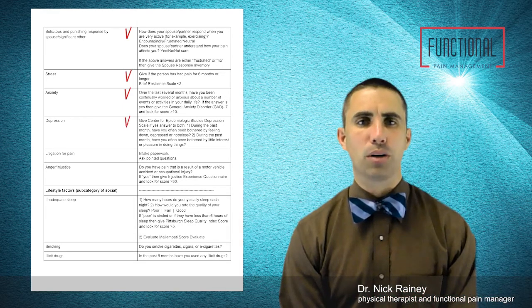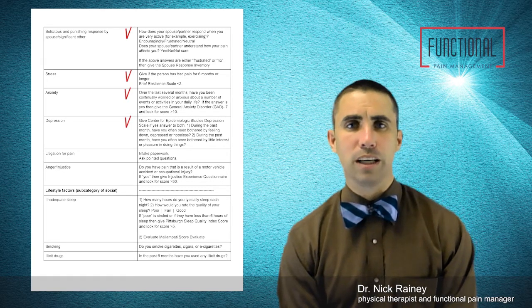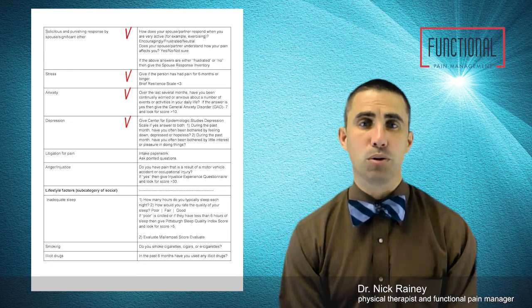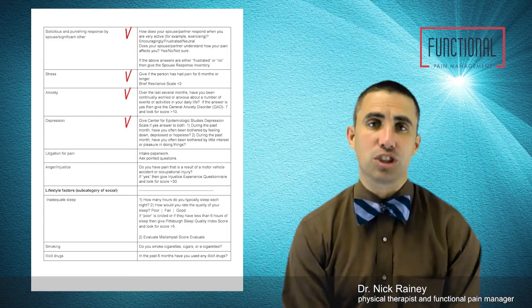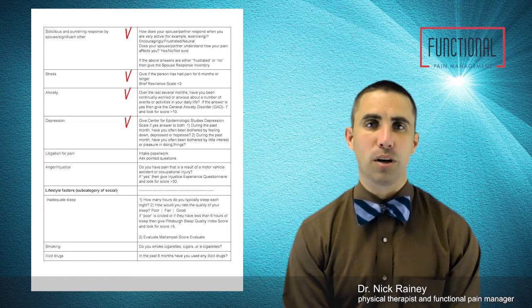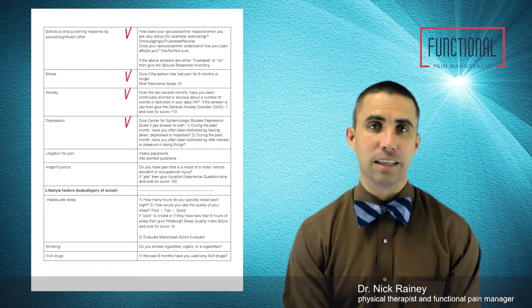It's no secret that depression and pain are highly correlated. Research shows that if either depression or chronic pain improves and the other doesn't, then the one that improves regresses again. If both screening questions on the FPM intake are positive, then the Center for Epidemiological Studies depression scale is given.